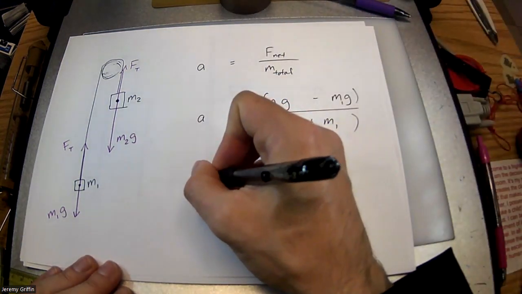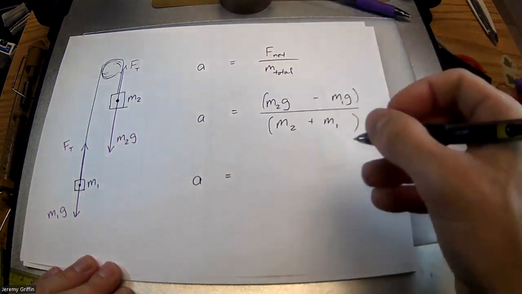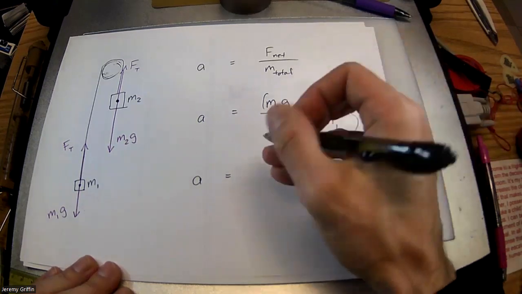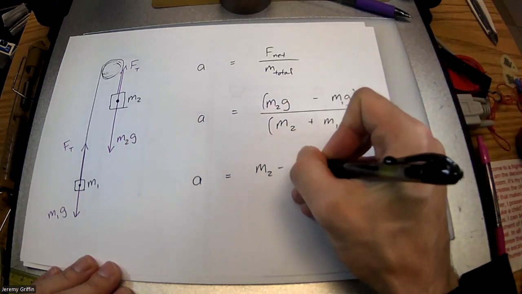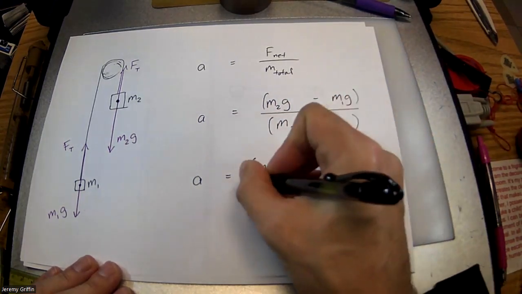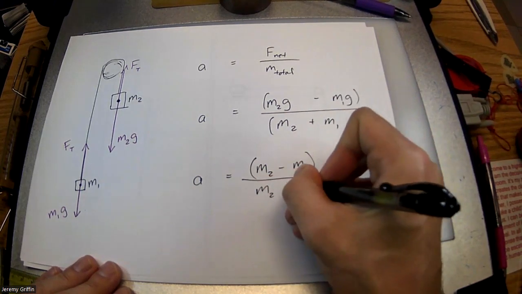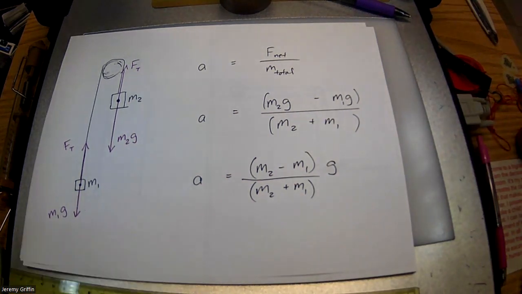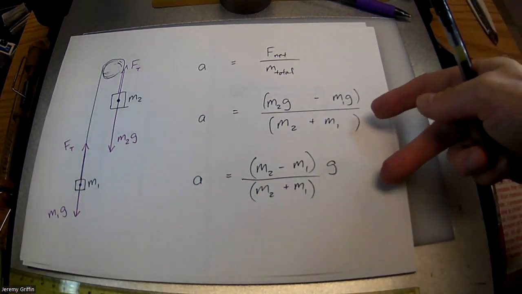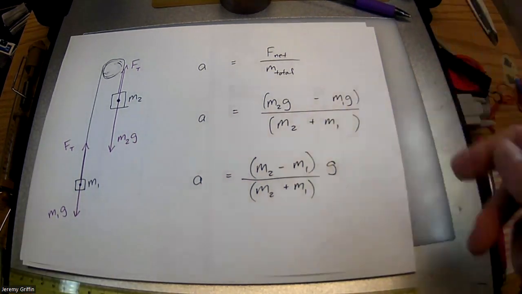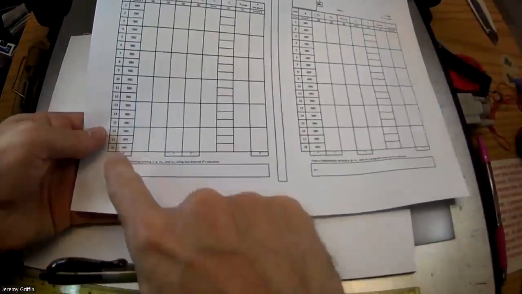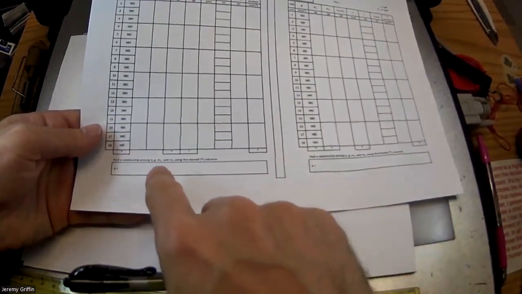I could throw another step in here to make it look more like your lab. Could I factor out the Earth gravity and do the difference of masses over the sum of masses, times gravity? Now, I guess it's not super necessary; these two steps are the same thing. But the reason I'll do that is because you may have gotten that as your answer. In fact, if you did, you got it exactly right.